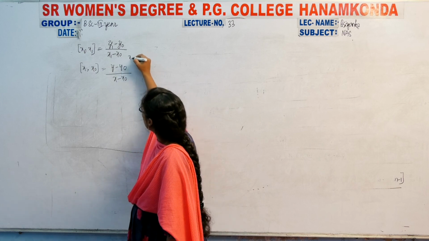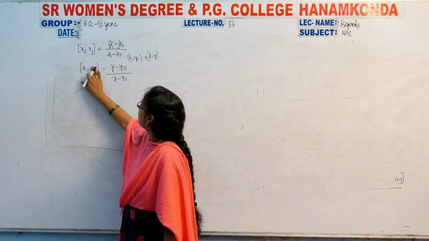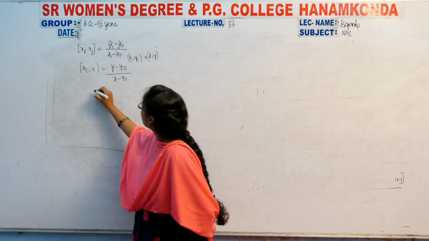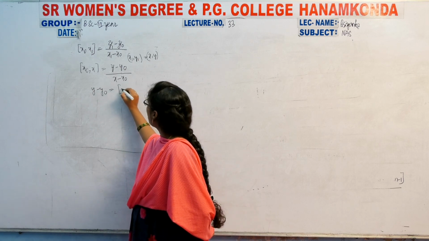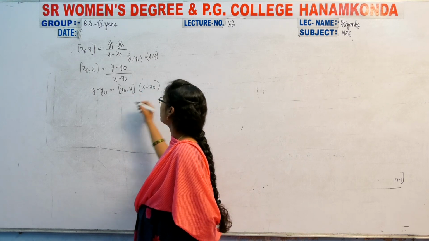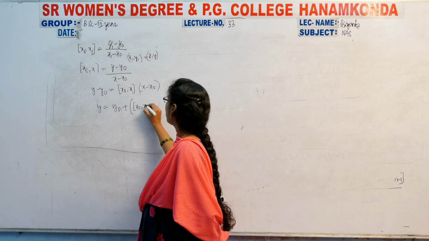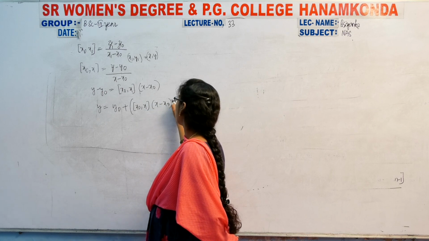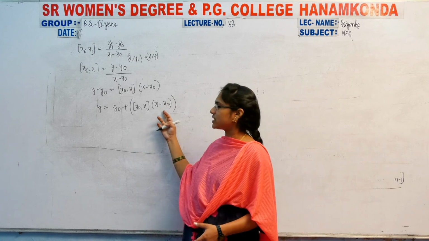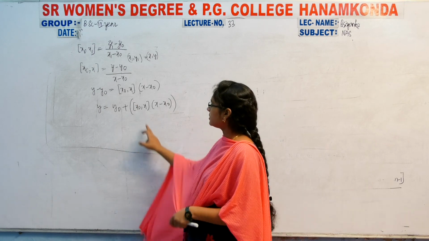The meaning of this one is x1 comma y1 is equal to x comma y. Okay, x0 comma x. Clear? So now from this, y minus y0 equals x0 comma x into x minus x0. Therefore y is equal to y0 plus x0 comma x into x minus x0. So this is the value of y. Next we have to find the value of this and substitute. So finally by solving, write as it is.